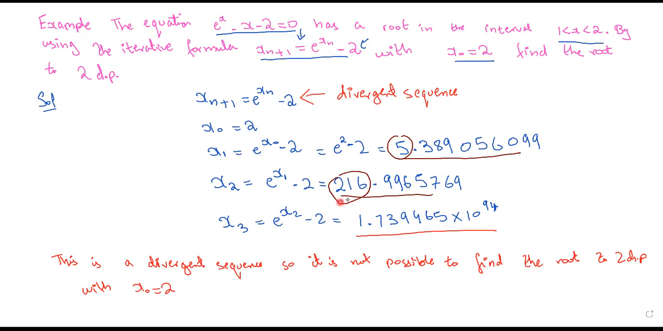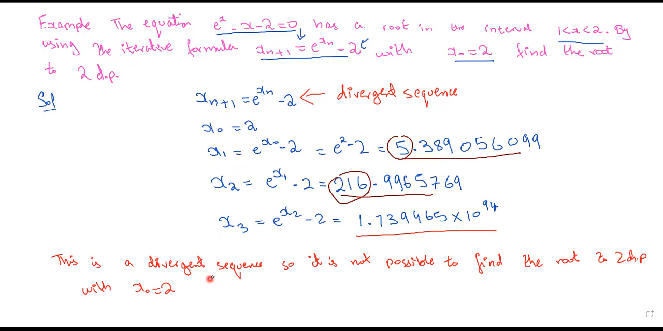Okay. But here we can see that our x0 is 2 and x1 is 5. Okay, these are close enough. x2 is very different and x3 is very, very different. So this means that this iterative formula is basically a divergent sequence. So it is not possible to find the root to two decimal places with x naught equals 2.